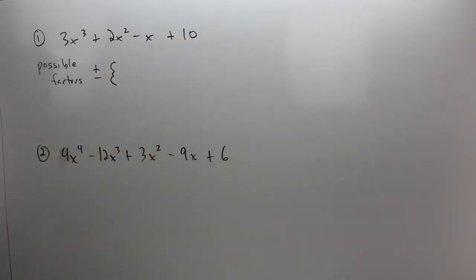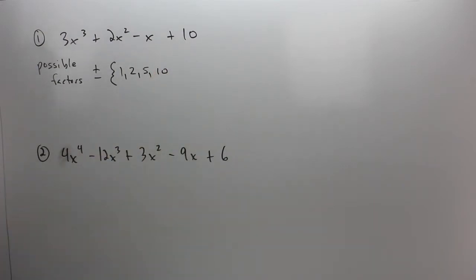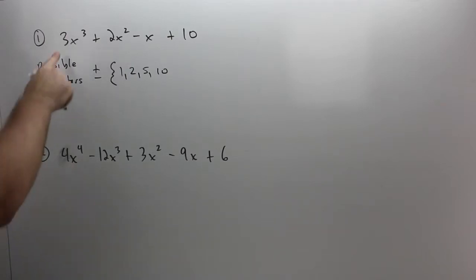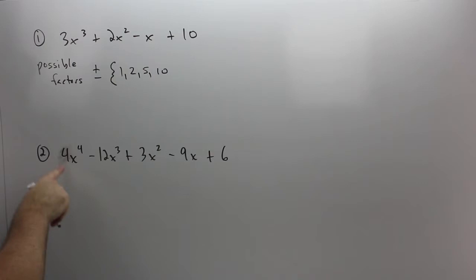Anything that's a factor of 10, so 1, 2, 5, and 10. That's pretty simple to start. Now, it gets dicey when the number in front, the leading coefficient, is not 1. So like 3 or 4. That's basically the purpose of this video, is to show you how to work through those scenarios.